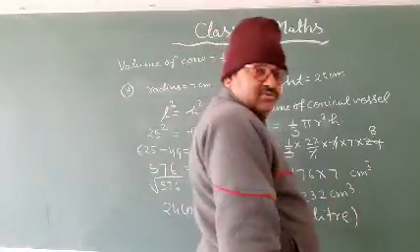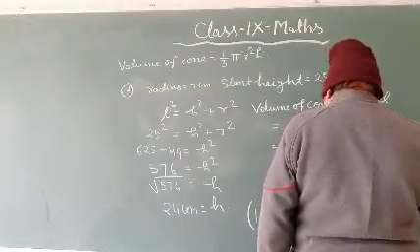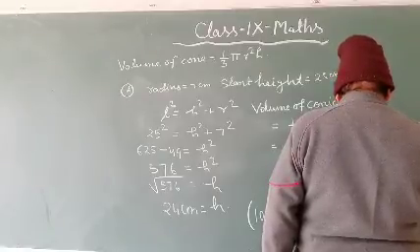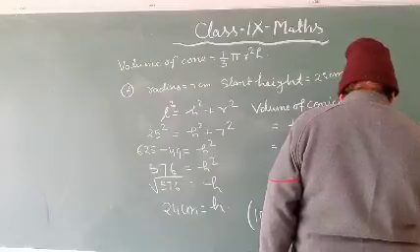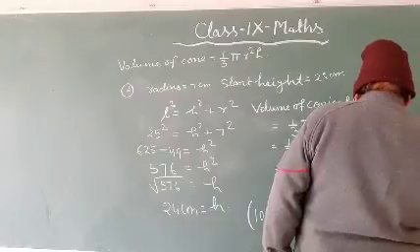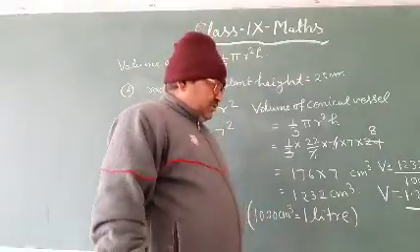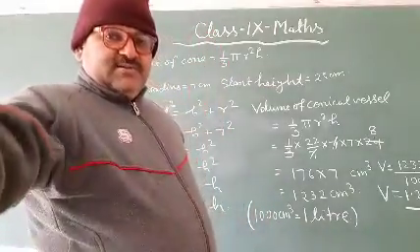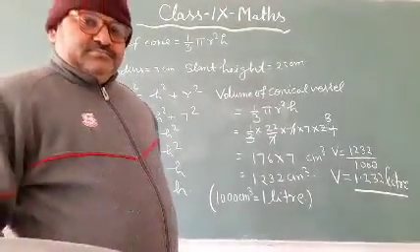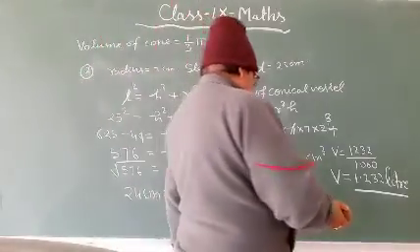So therefore volume equals 1232 upon 1000, which is equal to 1.232 liter. Clear? Okay. Next question.